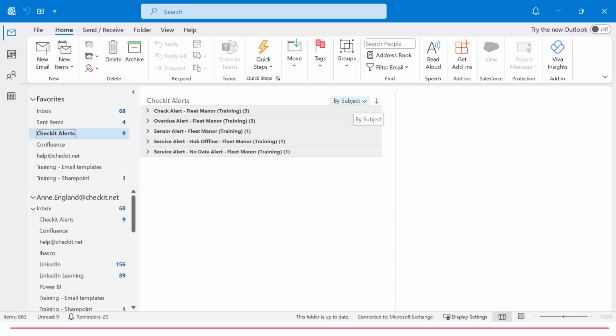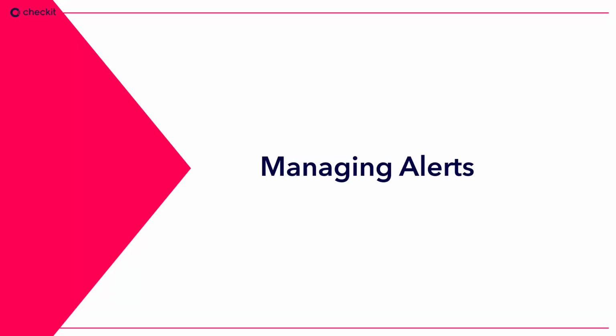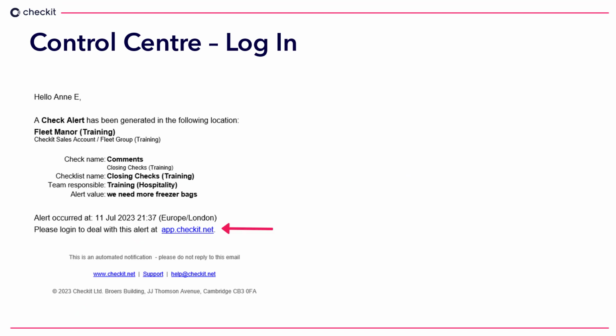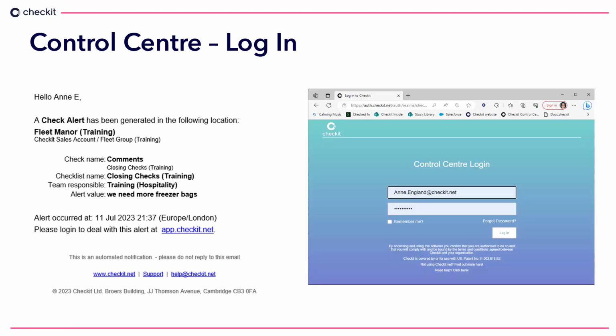So now we know we have an alert, but how do we go about dealing with them? The alerts themselves are managed in the Control Center, and you can access that by following the link to app.checkit.net in the body of the notification email or from your browser. I have a shortcut in my browser, so I'm going to access it from there.